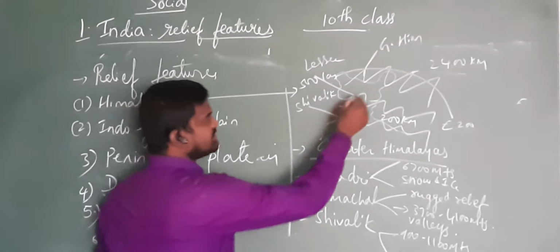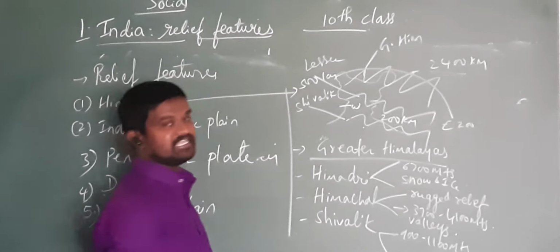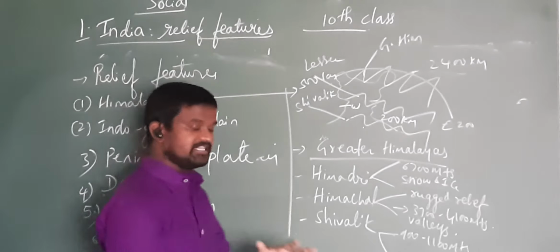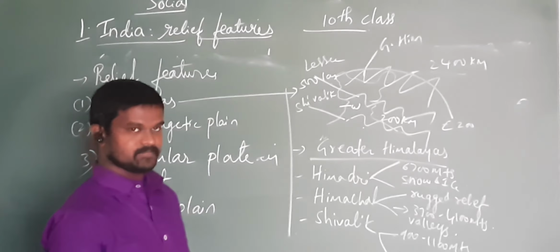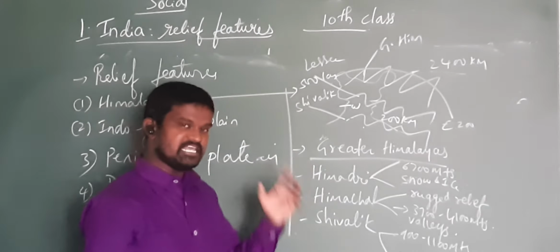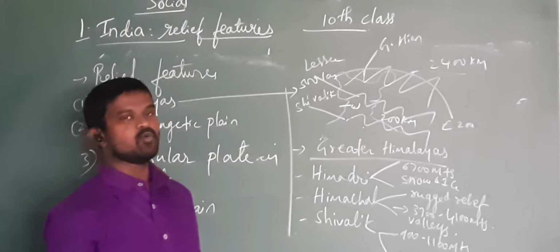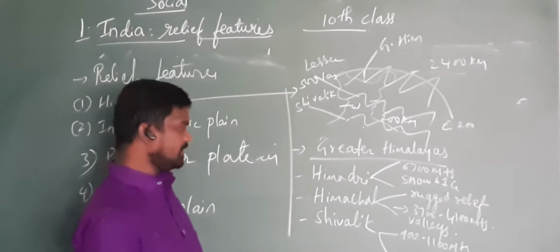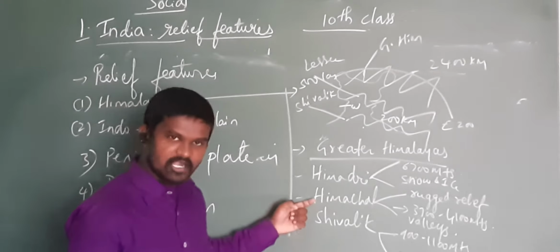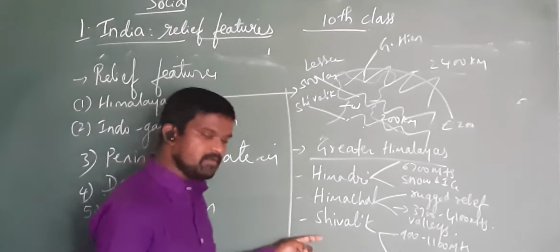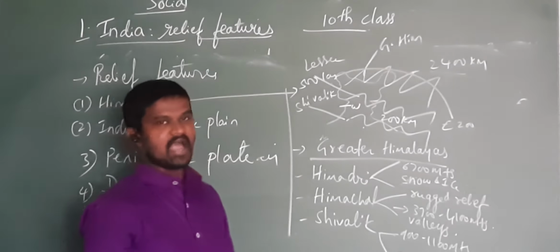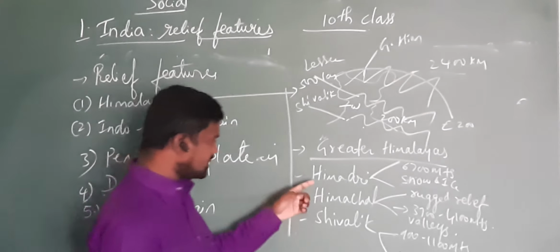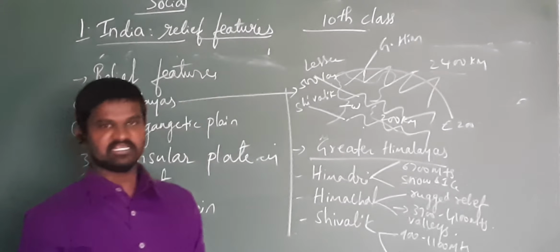The Himalayas have three parallel ranges. So there are three types of Himalayas: Greater Himalayas, Lesser Himalayas, and Shivalik. The Greater Himalayas are called Himadri, the Lesser Himalayas are called Himachal, and the Lower Himalayas are called Shivalik. Now we discuss the first one, the Greater Himalayas.